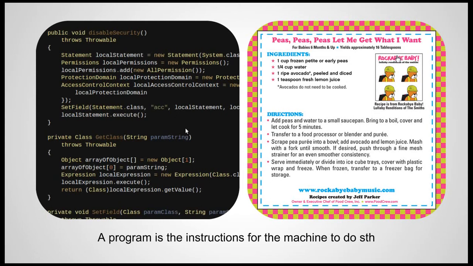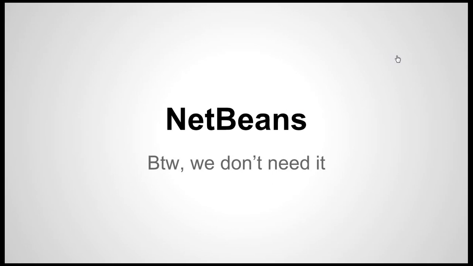Before we get started, let's recap a little bit. The most important thing that I want you to remember from our last video is that a program is the instructions for the machine to do something. So basically it's like a recipe. And with that in mind, we're going to write our first Hangman game using NetBeans Java development kit.